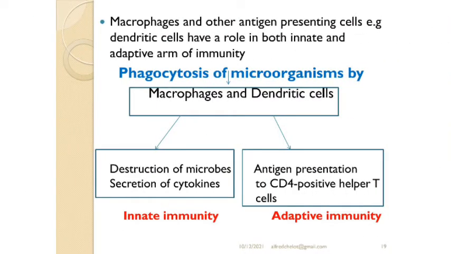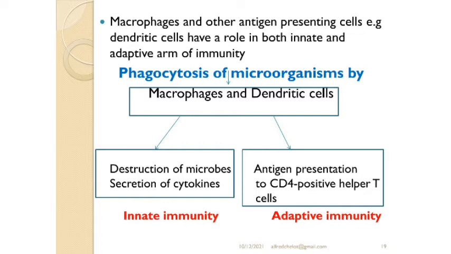And there is also a very important point that you need to remember for your exams, and that is macrophages and other antigen presenting cells, for example dendritic cells, have a role in both innate and adaptive arm of the immunity, and I'm going to explain how this is the case.